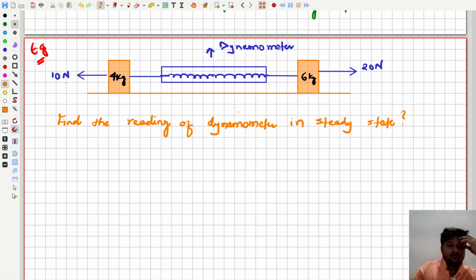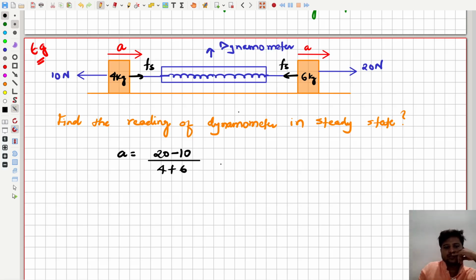Now look over here, so in steady state it is very clear that, because I have told, it is at maximum elongation, correct? So maximum elongation means both of them will have same acceleration. Reply me yes or no? So that acceleration will be, let's draw, this is my spring force, this will be also my spring force. So common acceleration will be net pulling force which is 20 minus 10 by total mass moving, which is 4 plus 6. So it is 10 by 10, 1 meter per second square.